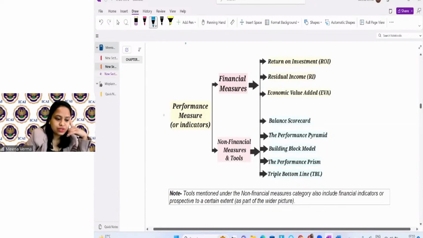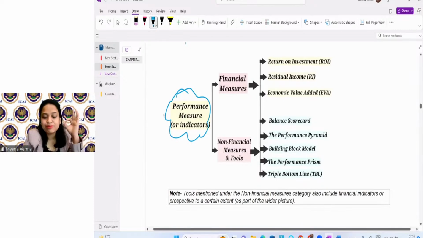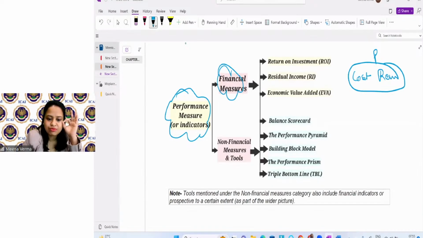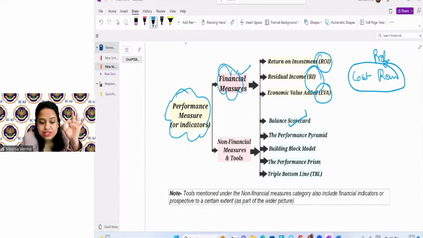All right. So when we measure the performance of all these managers, we will see the financial measurement, meaning whether cost control happened or not, whether revenue has been generated or not, whether profit has been generated or not, whether the return on investment is there, residual income is there, economic value addition is there. These are all financial measures. But the balanced scorecard, we will study it in detail. Performance pyramid, we will study it in detail. Building block model, we will study it in detail.